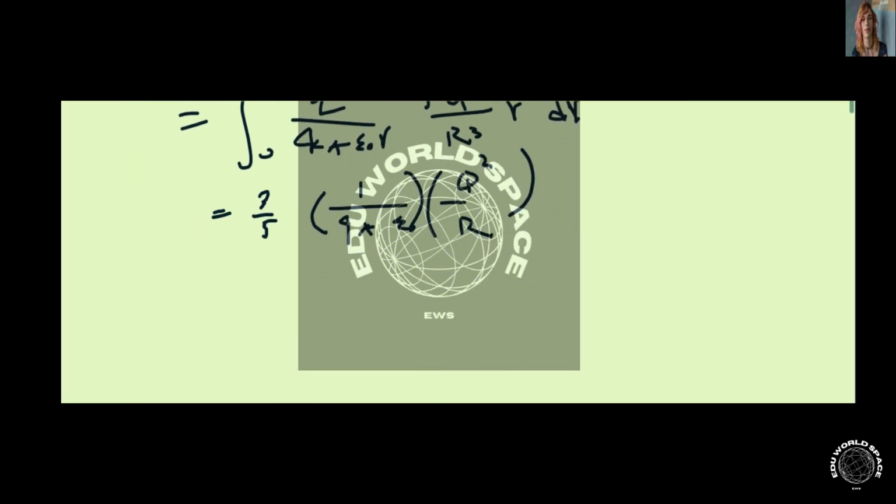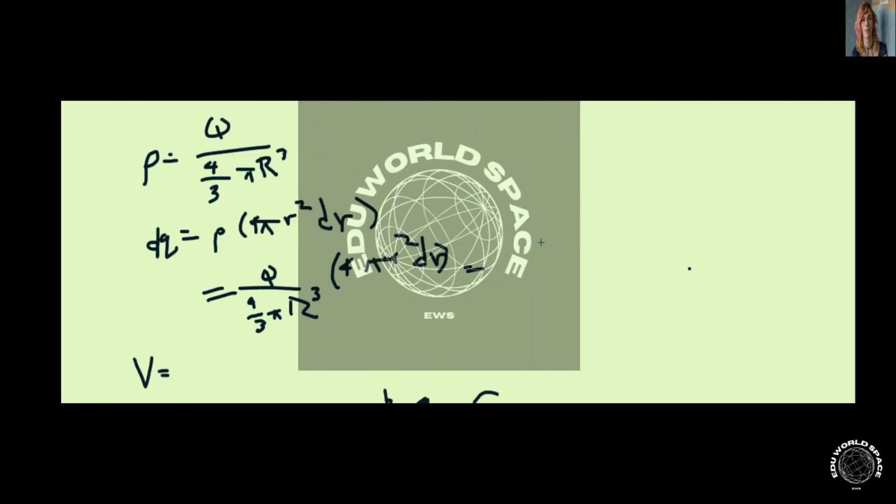So for a point charge, if the radius goes to zero, then the potential goes to infinity. That means that the potential is the greatest when the radius is at the center of the sphere. So this means that the point charge should have infinite self energy. And that's it for this question.